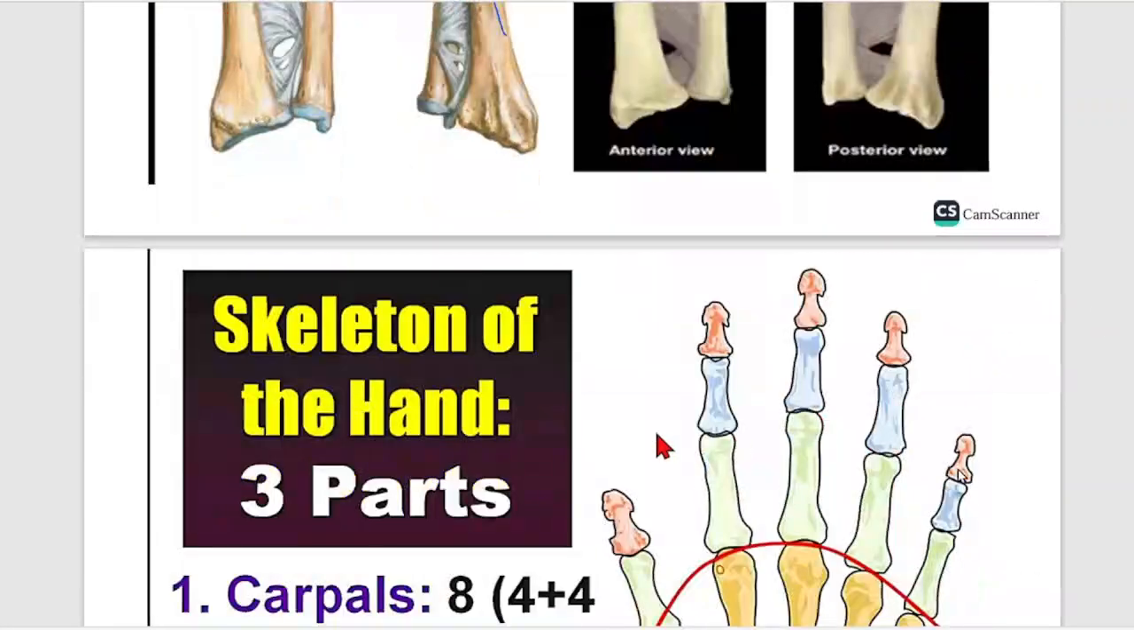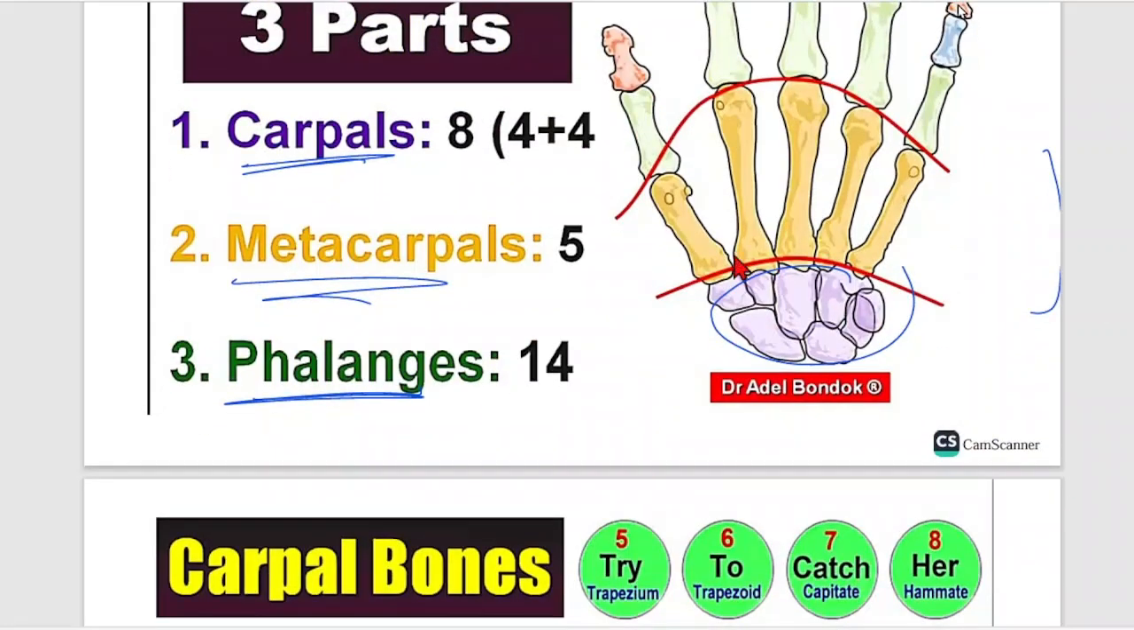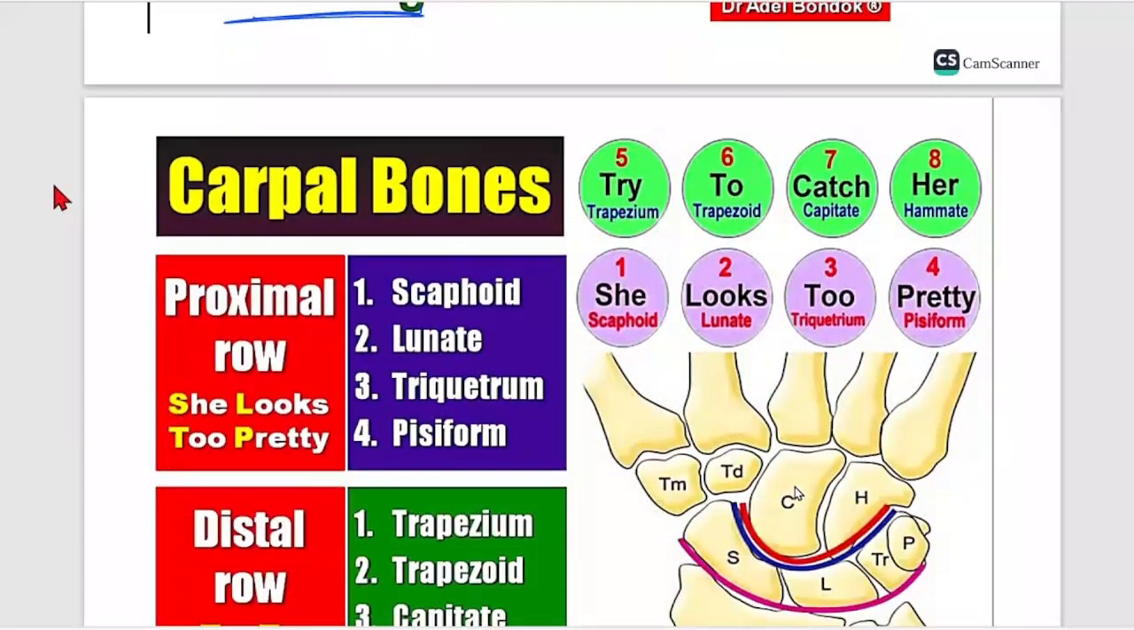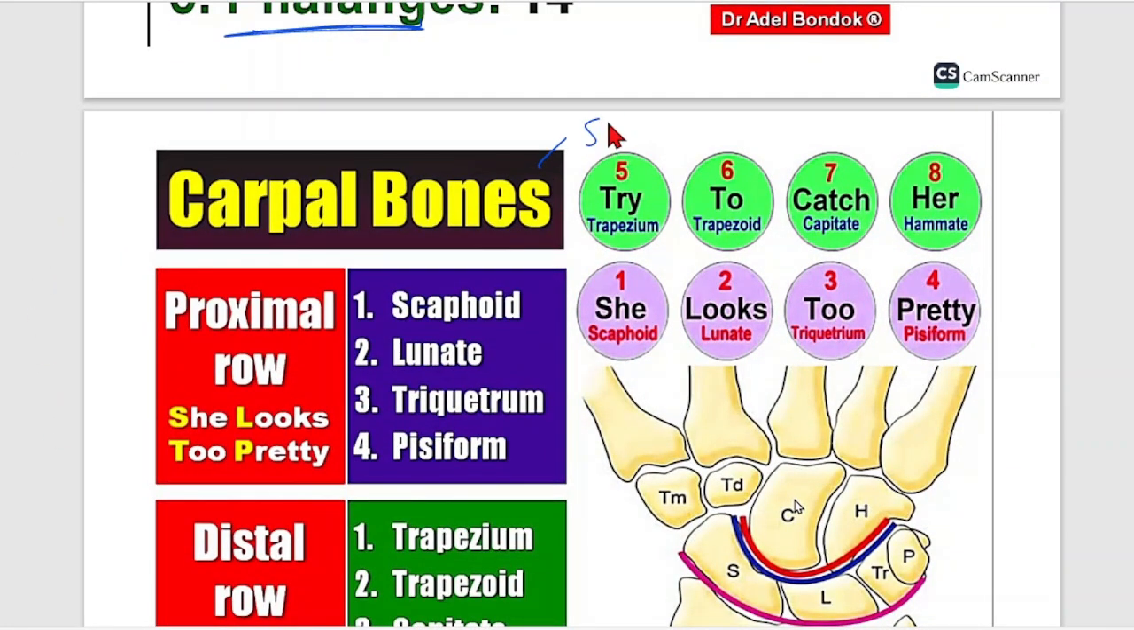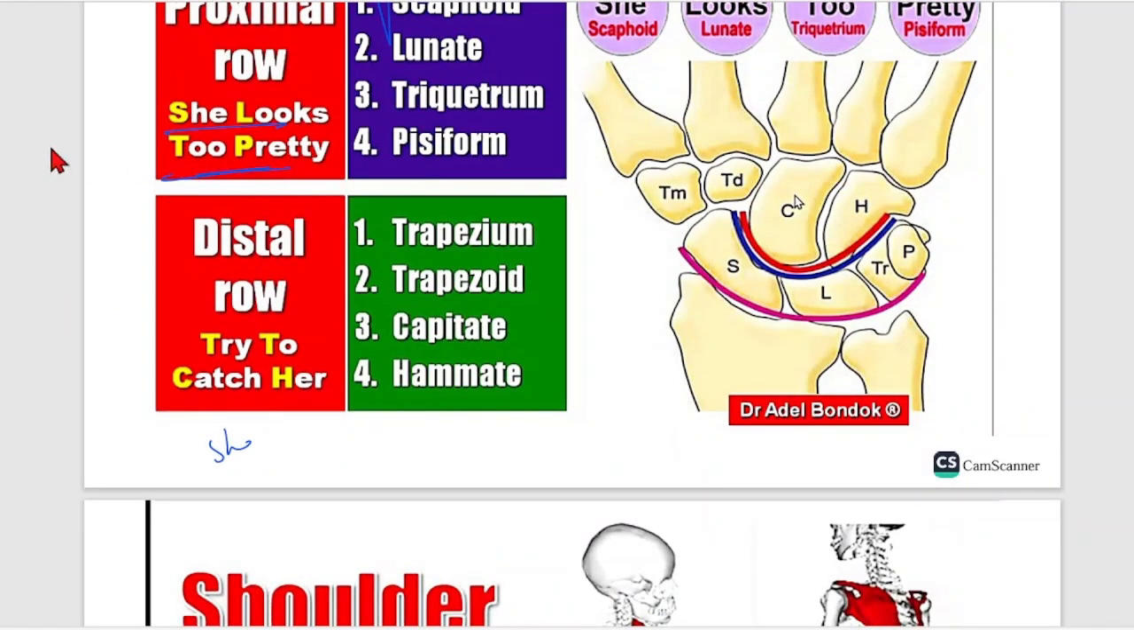Now the skeleton of the hand has three parts: the carpal bones, metacarpal bones, and phalanges. So these are the carpal bones. How can you remember them? I will tell you a mnemonic, and you have to write it: she looks too pretty, try to catch her.